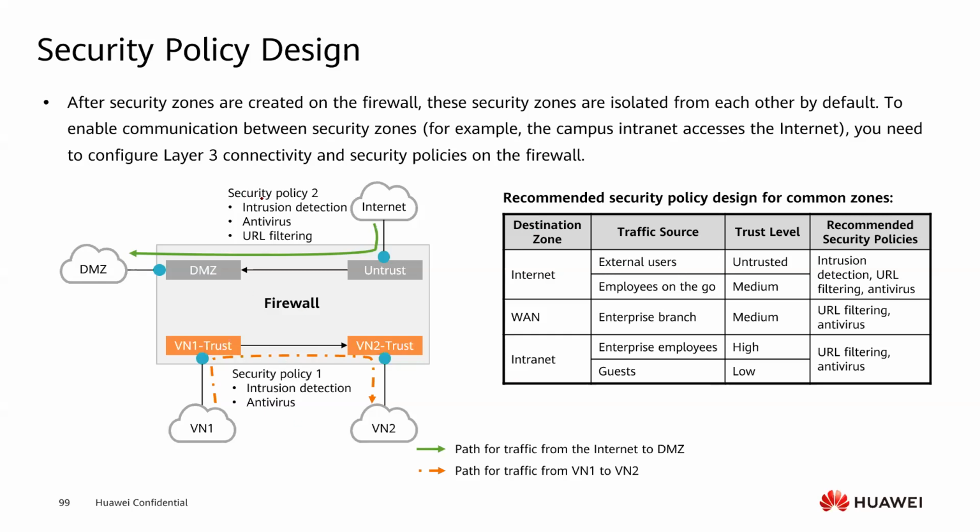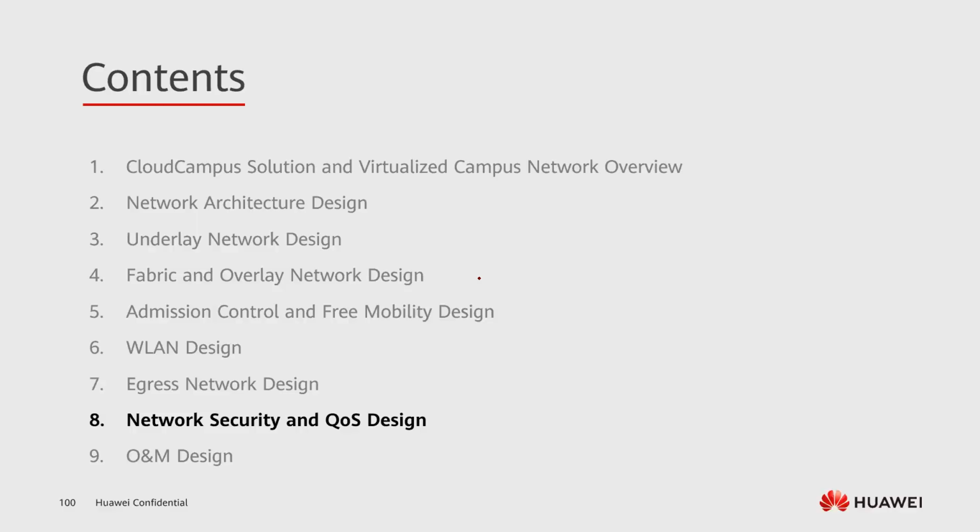For example, in this scenario, you just create two security policies. One goes through intrusion detection and antivirus, and the second also does URL filtering. That means, based on the specific traffic source or destination, they will be put in different security zones, and then you will deploy different security policies to do the traffic control to improve the security of the network.